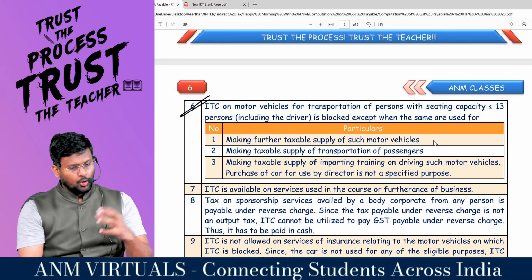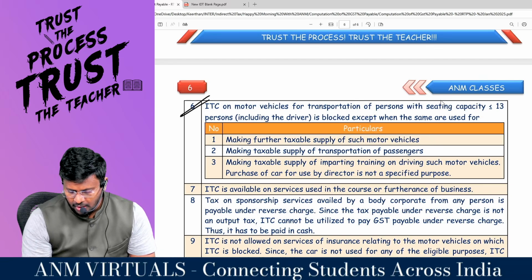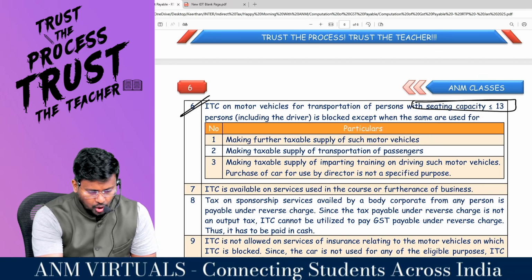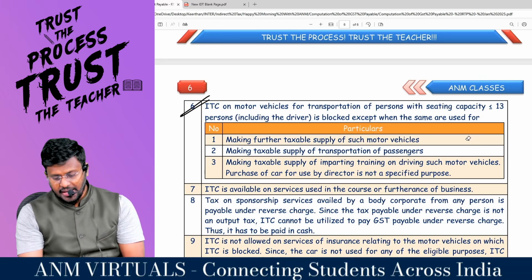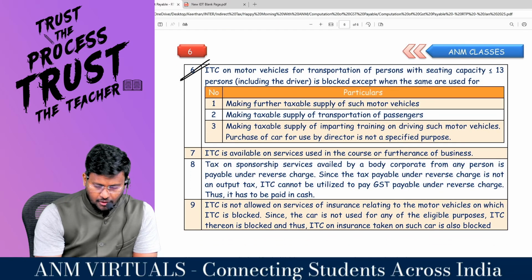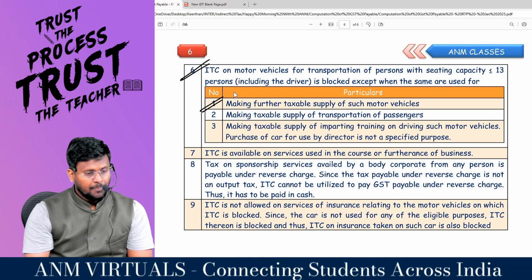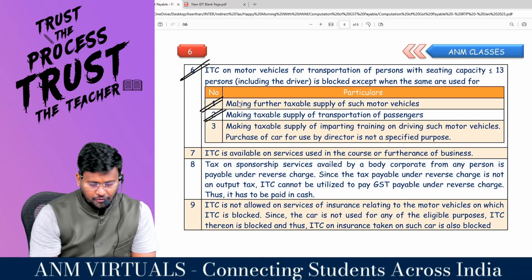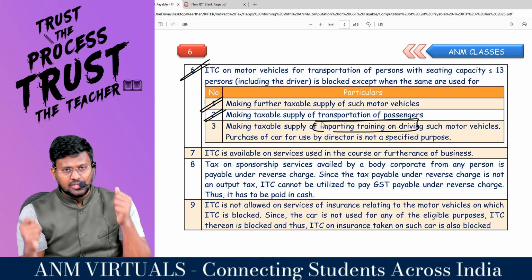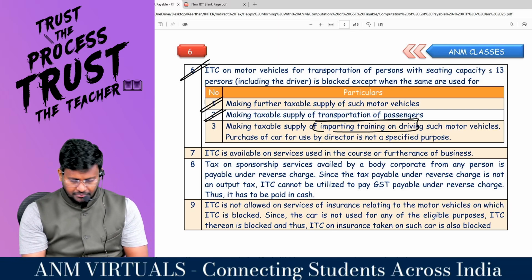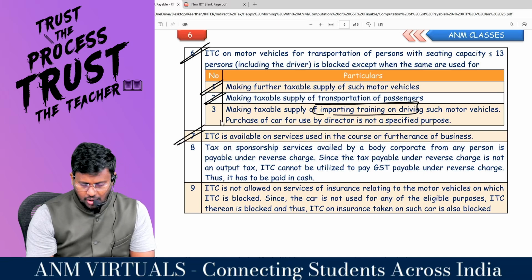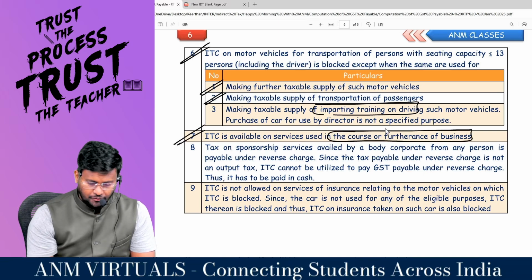Sir, ITC on motor vehicle for transportation of persons with seating capacity of less than or equal to how many passengers? 13 passengers, including the driver, is blocked except when the same are used for making further supply of such motor vehicle, making taxable supply of transportation of passengers, making taxable supply of imparting training on driving such motor vehicle. Purchase of car for use by director is not a business purpose. ITC is available on services used in the course or furtherance of business.